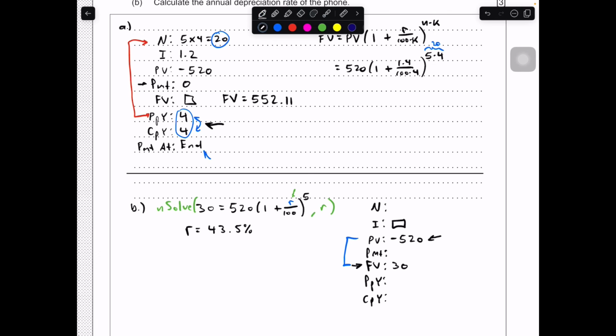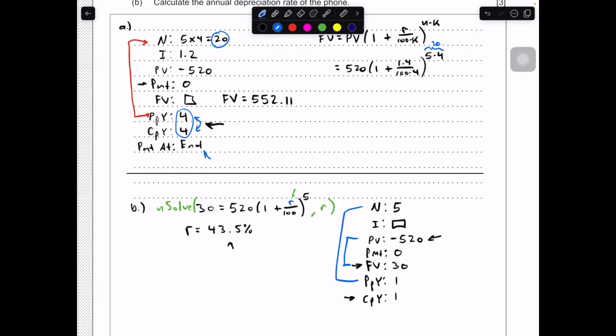Okay, payment is going to be 0. PPY, CPY, we'll just leave this as 1. What essentially we're saying is that the depreciation rate, which we already know is 43.5%, happens every year. That is to say, this phone loses 43.5% of its value every year. And number of years is just 5. Remember, these two things are related. So PPY 1 times 5. And that should be it.